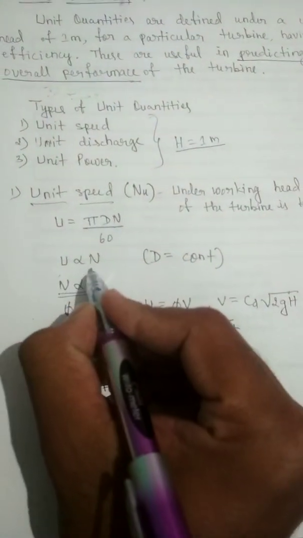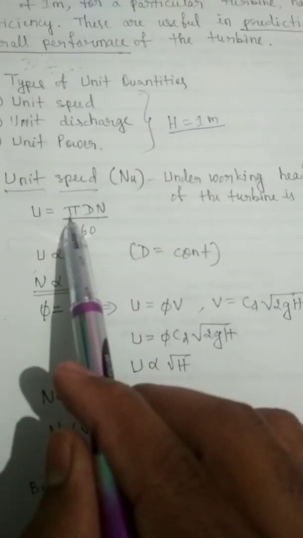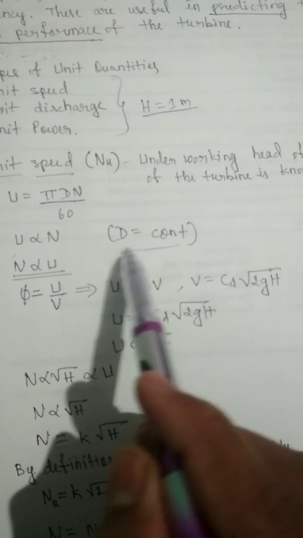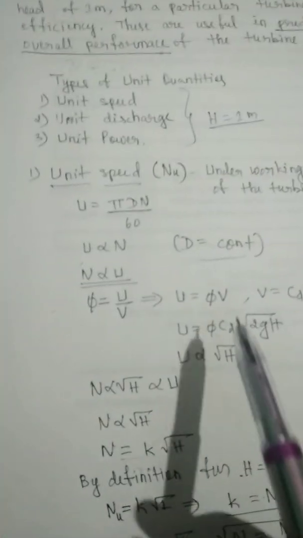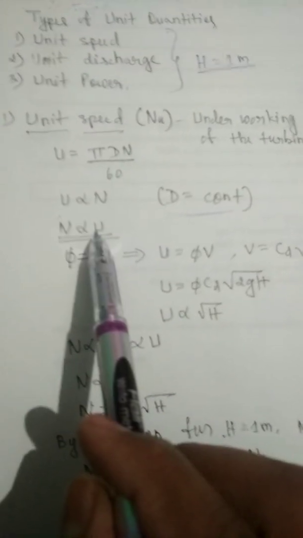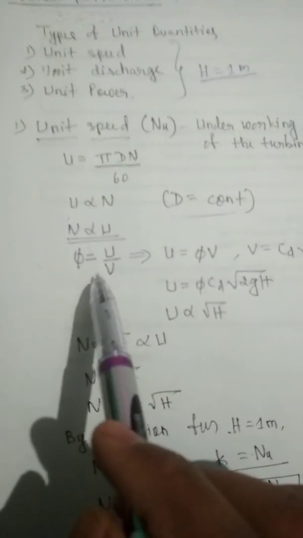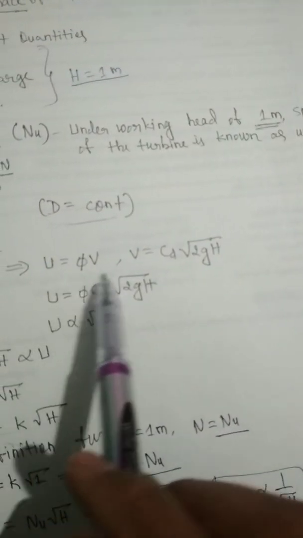We know that u is directly proportional to n, because by eliminating the constants, that is pi and 60, and d is constant because for a particular turbine the wheel diameter is fixed. So we can write n is directly proportional to u. We need to consider the speed ratio. Speed ratio phi is equal to u by v. Rearranging, u is equal to phi into v.